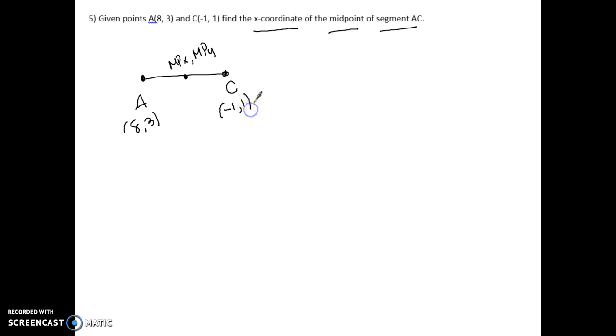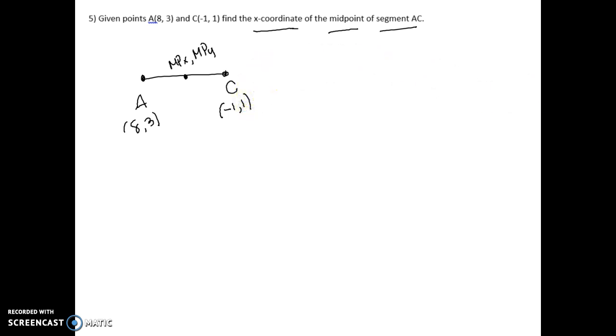So number 5, we have skipped over to number 5. It says find the x-coordinate of the midpoint of segment AC. So they're giving us a segment AC, and they want us to find the midpoint. We don't know what that midpoint is. So we know we have a midpoint of our y and a midpoint of our x. Well, that's x, that's y. It gives us a couple of coordinates already. So they say that A is (8, 3), and C is (-1, 1).